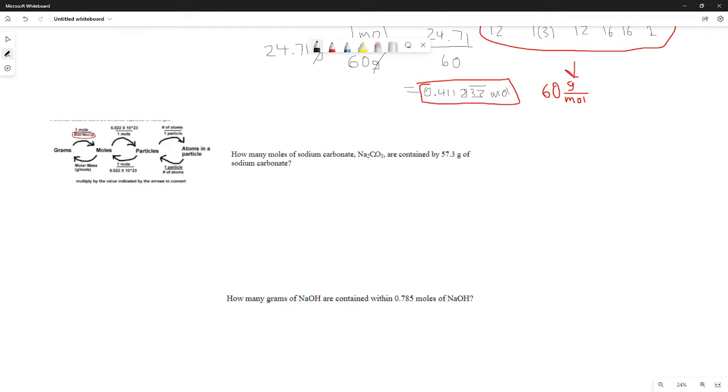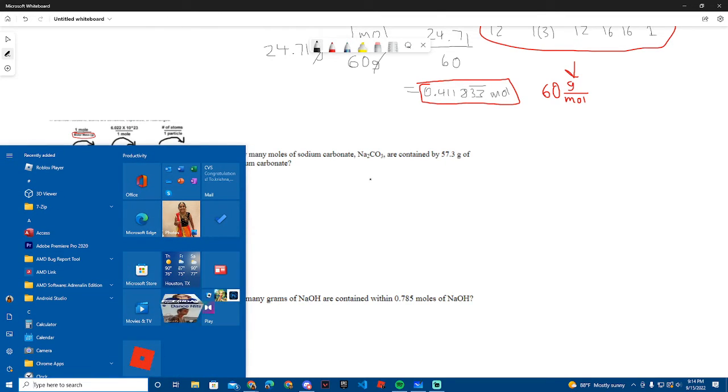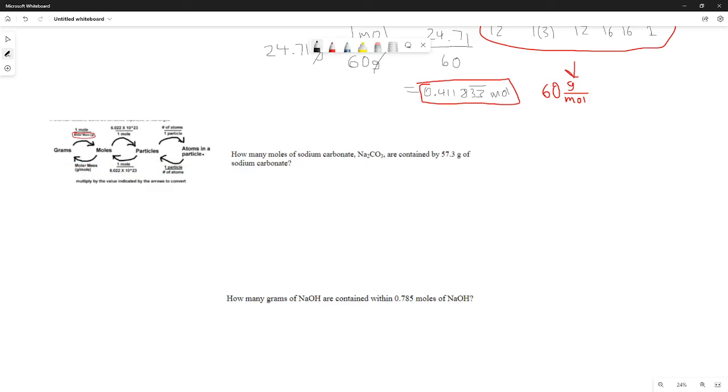How many moles of sodium carbonate, hold on, I just want to pull up the periodic table here. How many moles of sodium carbonate, which is this compound, are contained in 57.3 grams of this compound? Like before, we're given 57.3 grams, and this time I can just specify the compound so you can visualize it a bit more, sodium carbonate.